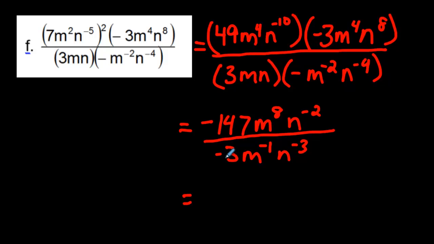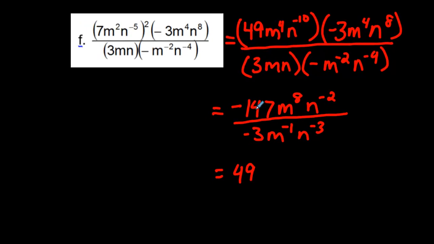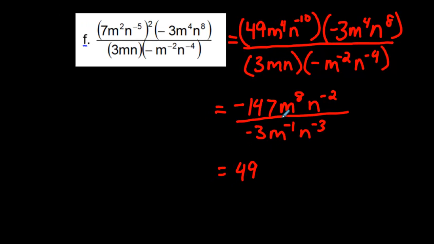And then all we have to do is take the top and divide by the bottom. So what we're going to do is take negative 147 divided by negative 3. And that would get us back to, surprise, surprise, the 49 that we had before. So that divided by that is 49. M to the 8th divided by m to the negative 1. Remember, you subtract 8 minus negative 1 because we're dividing. Remember, 8 minus negative 1, I'll write it over here. 8 minus negative 1 is like saying 8 plus 1, which is 9.